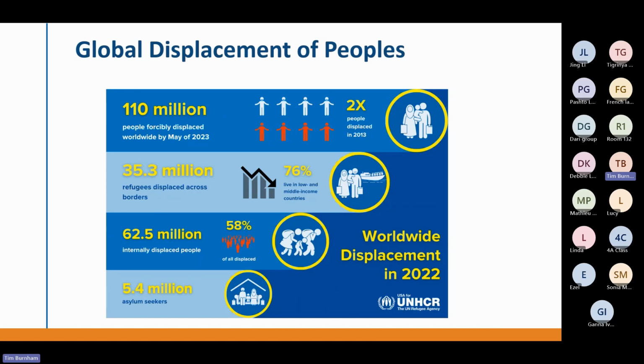So this slide shows just the latest statistics from the United Nations about displaced people around the world. There are about 110 million forcibly displaced people around the world. About 35 million are refugees. And refugees means people who have fled their home countries because of war or because of persecution, and they're now living in a different country.